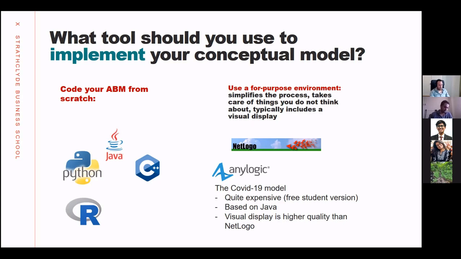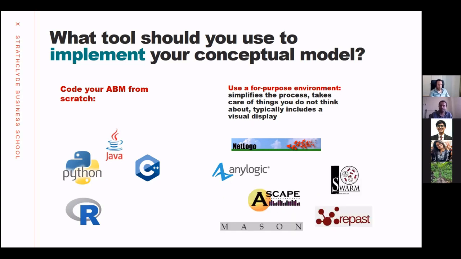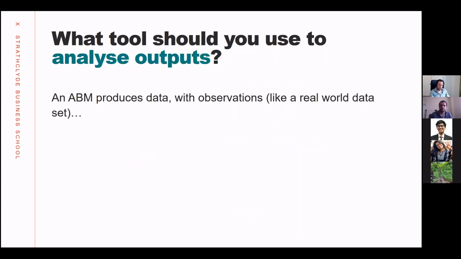Another advantage of for-purpose environments, if it's important for you, is a visual interface that shows how the agents move over during a simulation. The visual interface in AnyLogic, which is not open source, is a bit higher quality than that of NetLogo. There are also several other examples, though I know those a bit less well.